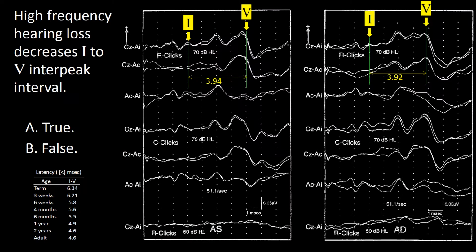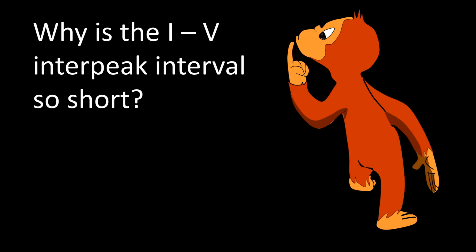Next question. High frequency hearing loss decreases 1 to 5 interpeak interval. A true, B false. Take a few seconds to look at these panels and try to come up with an answer. I hope you got the answer to this question correct, since I gave you the answer just a few seconds ago.